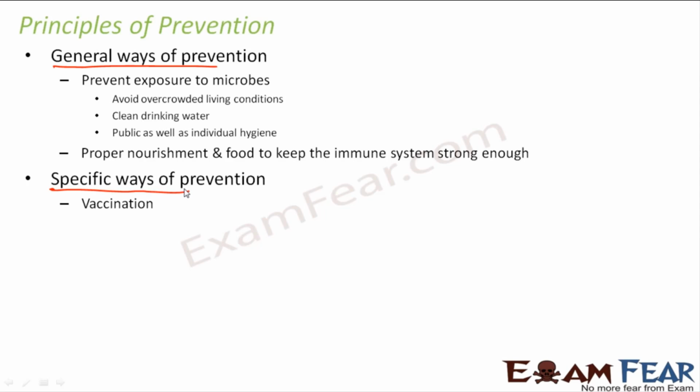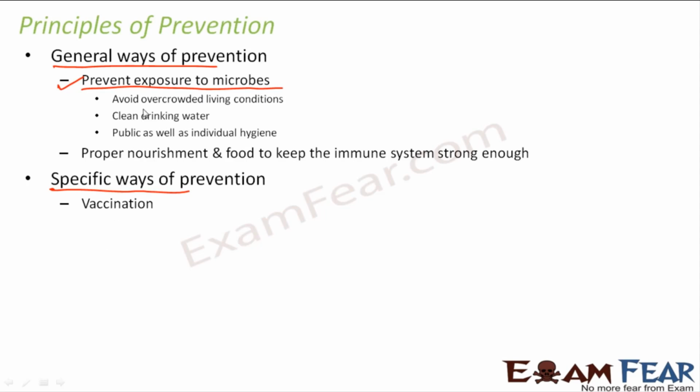Now, when we talk about the general ways of prevention, the first thing is prevent exposure to microbes. That means try to avoid ways by which microbes can enter your body. Now, how can you prevent these? You can prevent the exposure to microbes only when you know how microbes can enter your body. So while we were discussing the means of spread, we talked about the ways how microbes can enter your body. It can enter your body by direct contact with somebody, through air, through water.